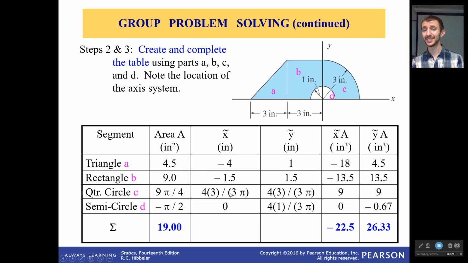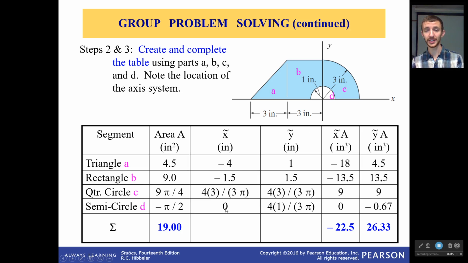For a quarter circle, this is a bit harder. You need to look this up in the textbook. As you can see right here, it's 4 times r over 3 pi. Like, what in the world? You don't have to figure it out. You can just literally look it up. I would suggest you do so.